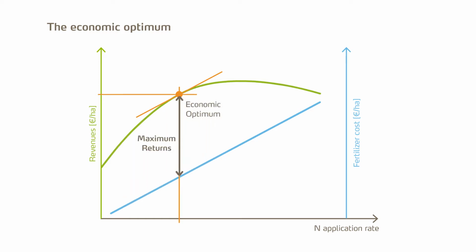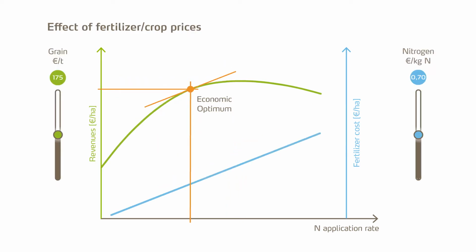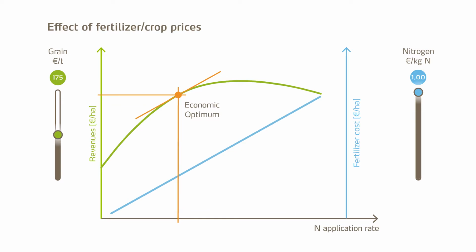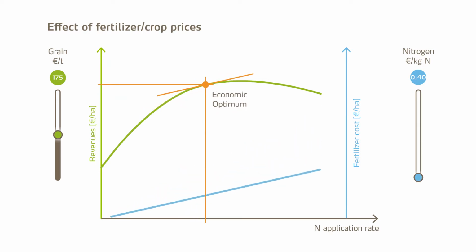The economic optimum is always lower than the maximum yield. Environmental regulations might reduce application rates even further, preventing the economic optimum from being reached. Market prices of crops and fertilizers have an impact on the economic optimum. When fertilizer becomes more expensive, the slope of the blue line becomes steeper and the economic optimum shifts to the left. Vice versa, when the cost of fertilizer decreases, the economic optimum shifts to the right.